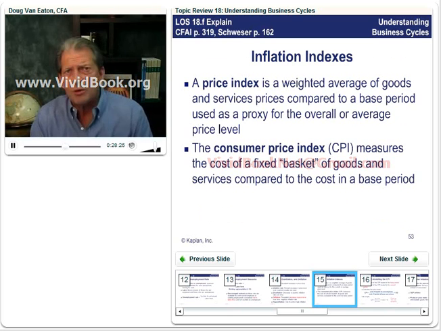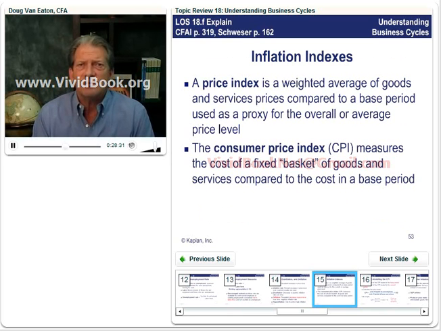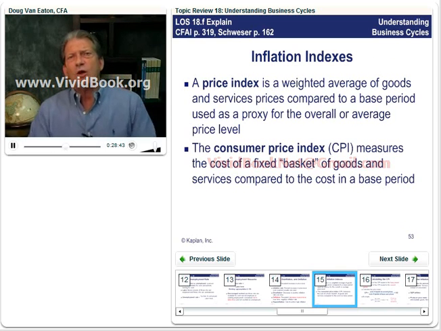Well, we measure it with a price index. Our first bullet here says a price index is a weighted average of goods and services prices compared to a base period. It's used as a proxy for the overall or average price level, or average increase in the price level if we're looking at two different dates. So we start with a base period, 1980.